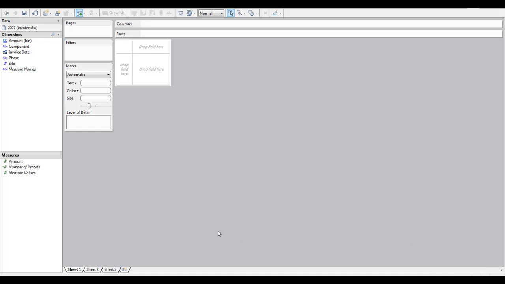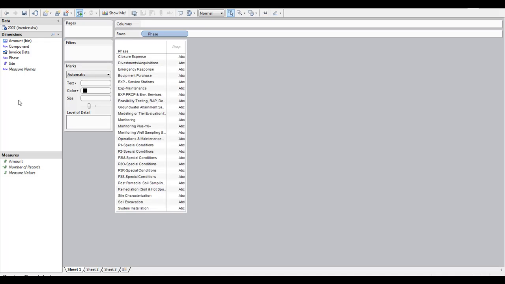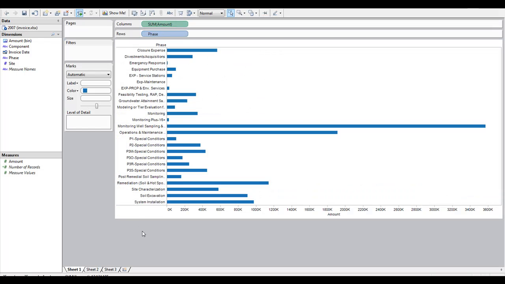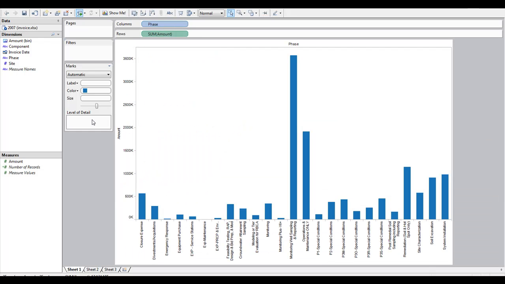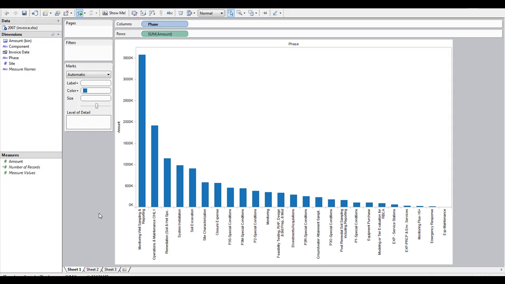In our next example, we will look at actual expenditures from the last calendar year. My first step will be to drag the phases of work into my row section, and then the dollar amount of actual spend into the column section, so I can view expenditures by phase of work. To make this a more useful graph, I will reverse the axis and then do a sort order from high to low. Now I can view my spend by phase.